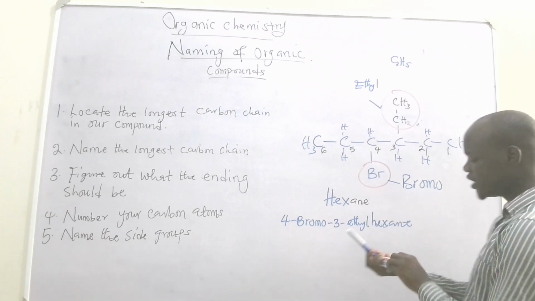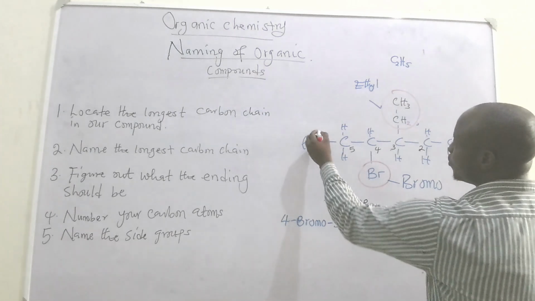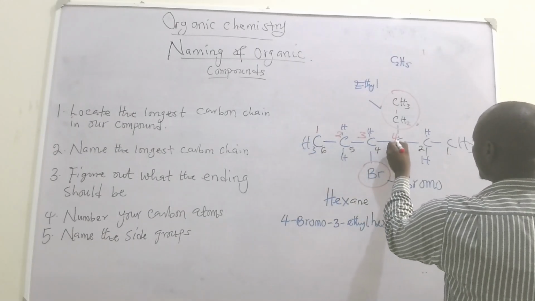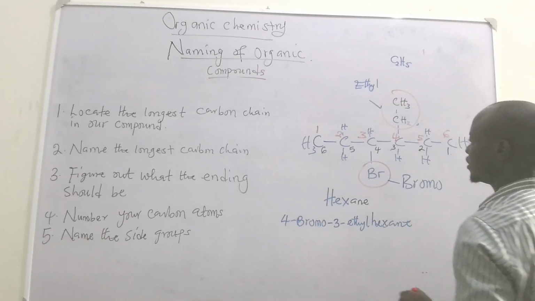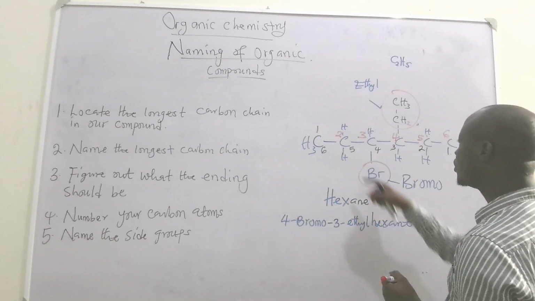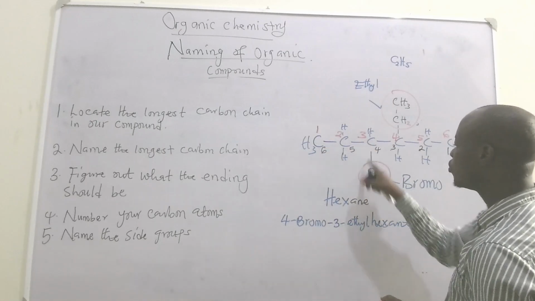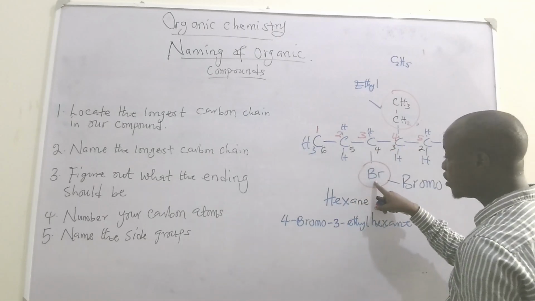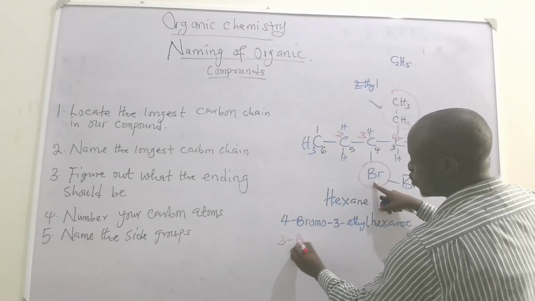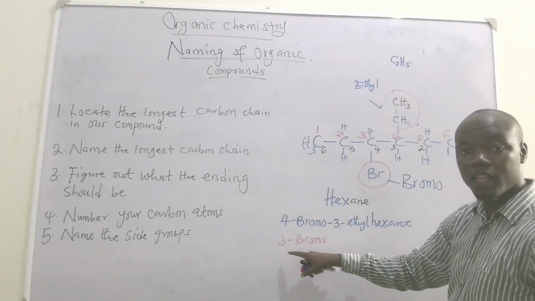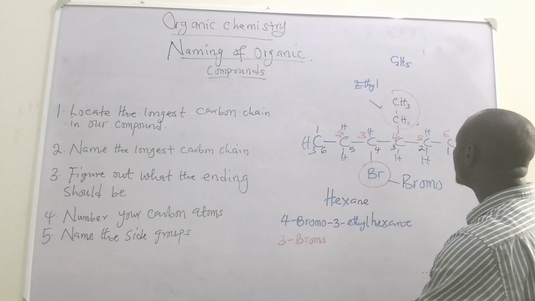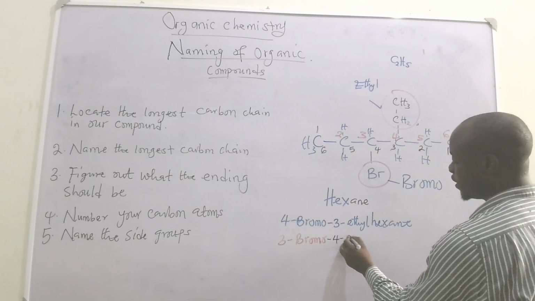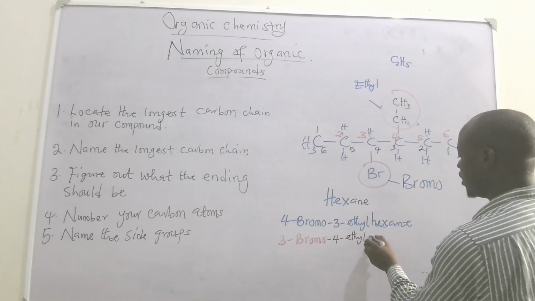So now, let's see, if we come from here, what are we going to have? Let's say this is 1, this is 2, 3, 4, 5, and this is 6. Based on counting in this direction, this bromo is at carbon 3, so I'm now going to say 3-bromo. Then of course ethyl is at carbon 4, so we have 4-ethylhexane.